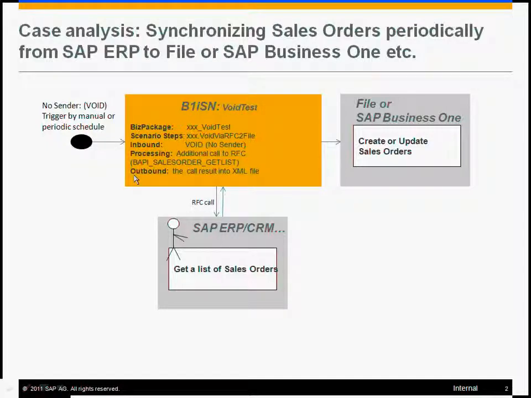In the outbound phase, for the simple demonstration, I would like to output the result into an XML file, or we can even output the sales order into a Business One sales order as well. As you can see, the scenario is here. We would like to create a scenario to synchronize the sales order periodically from SAP ERP or CRM to the file system and to the Business One system as well, with the additional RFC call and without any sender trigger here.